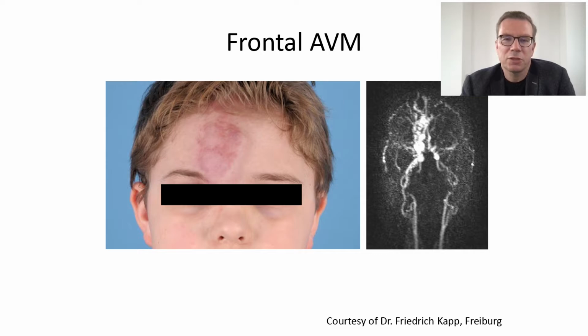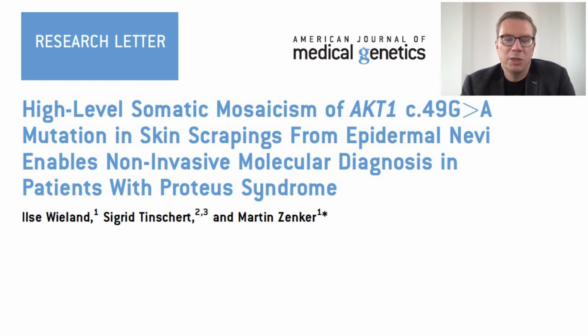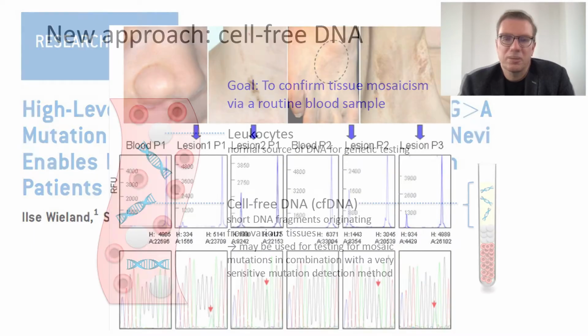This is a case of a frontal arteriovenous malformation, and the mutation of MAP2K1 could be identified in a mosaic state with an allele frequency of 7% in a small biopsy from the lesion. We have shown previously that in the case of epidermal nevi and Proteus syndrome, a scratch biopsy from the epidermal nevus can efficiently demonstrate the mutation.